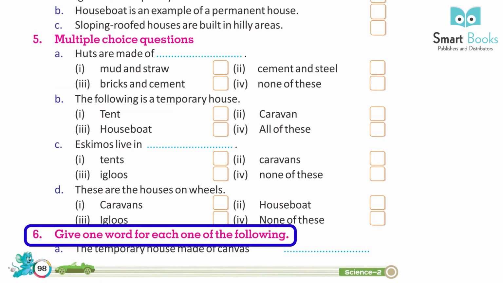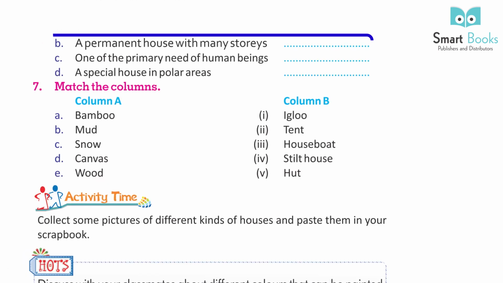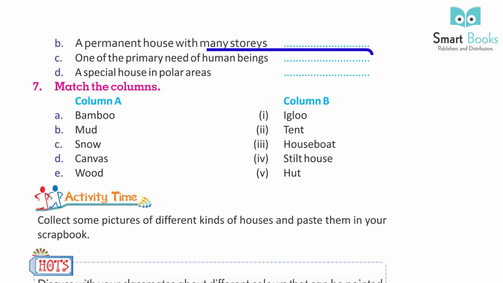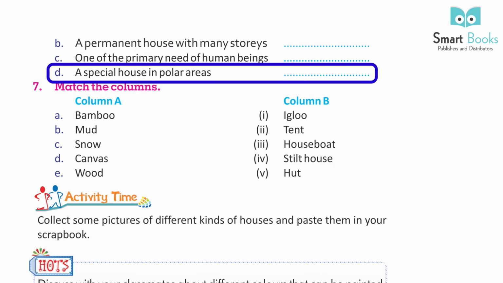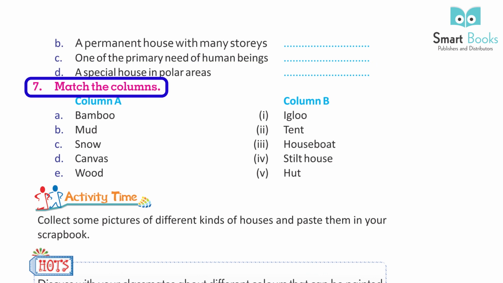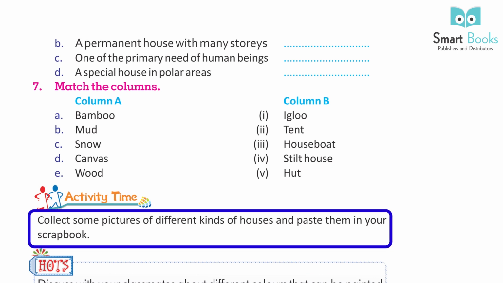6. Give one word for each of the following. A. The temporary house made of canvas. B. The permanent house with many stairs. C. One of the primary needs of human beings. D. A special house in polar areas. 7. Match the columns. Column A: A. Bamboo, B. Mud, C. Snow, D. Canvas, E. Wood. Column B: 1. Igloo, 2. Tent, 3. Houseboat, 4. Stilt house, 5. Hut. Activity time. Collect some pictures of different kinds of houses and paste them in your scrapbook.